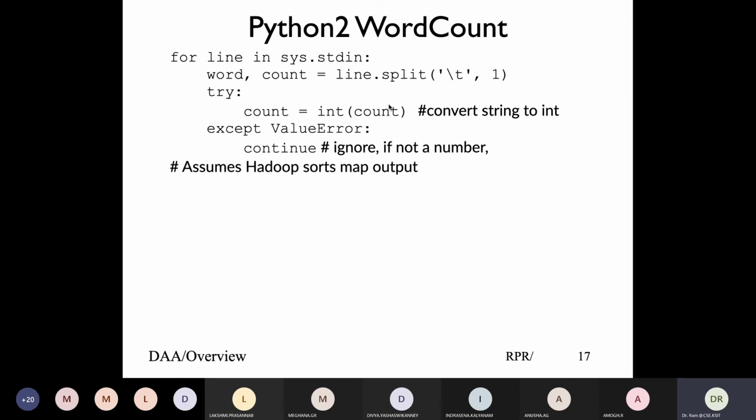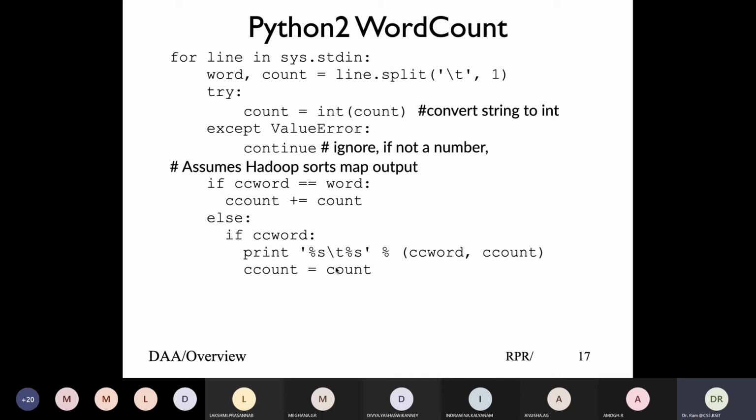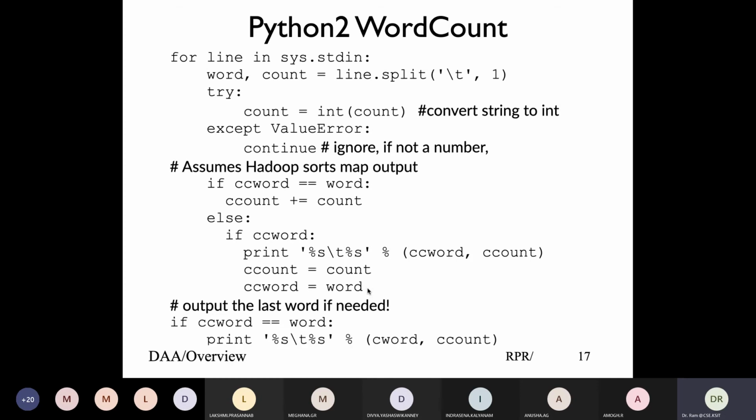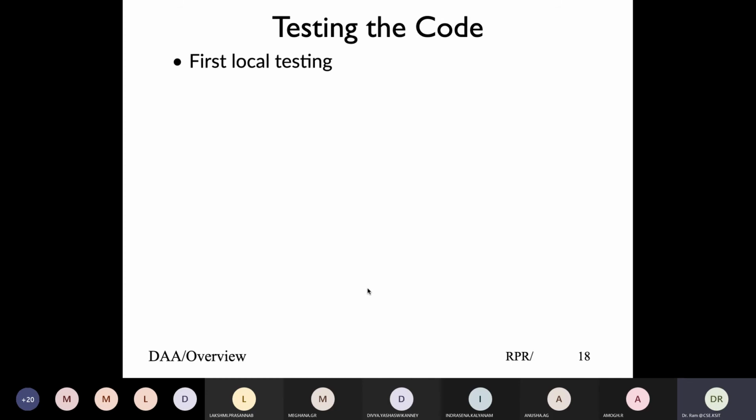And since you are getting all the words together one after the other in sequence because of shuffling, you'll get all the words together. So you basically see if it is the previous word, then keep incrementing count. If not, output the count and the previous word, set the new word as the word and continue, and at the end output the last word which has not been output yet, and this is your Python reducer program. So the Python reducer program, and that's the way it runs.